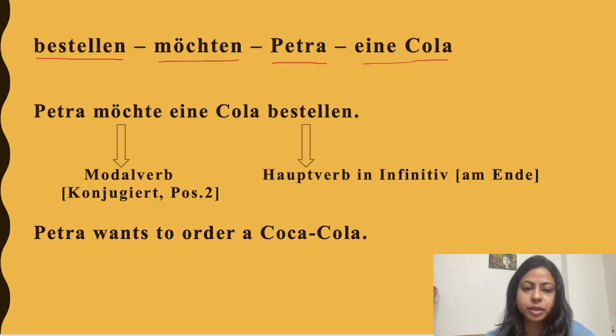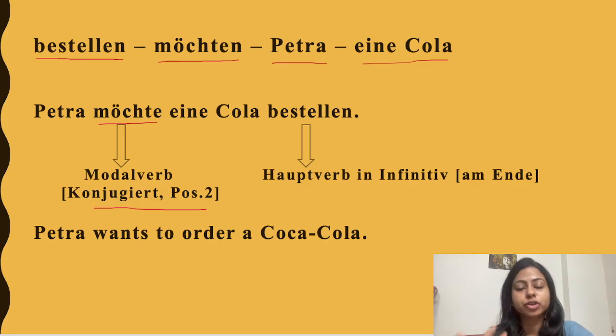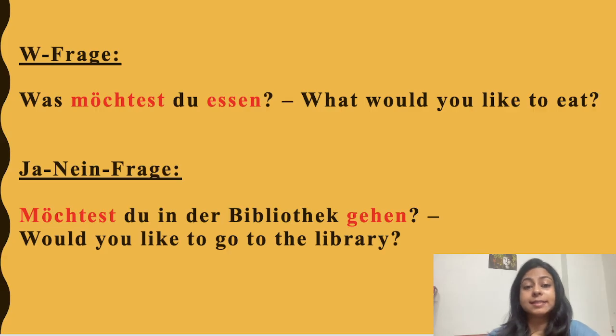So möchten is again a modal verb which is conjugated and which is at the second position. The positioning of the verbs in German is very important. So Petra, möchten is a modal verb that gets conjugated. It comes at second position, and bestellen is the main verb and it goes at the end. Now let's see what happens with questions.